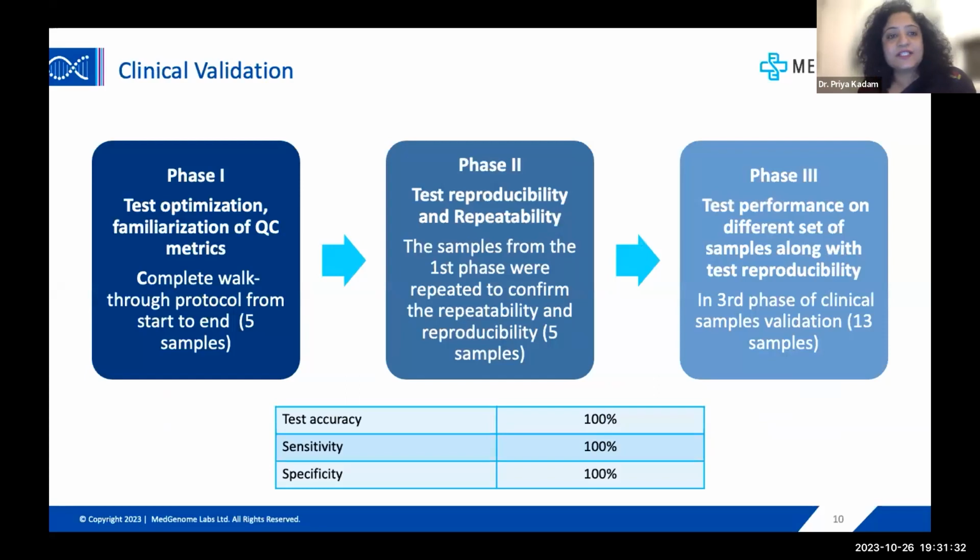So the clinical validation actually had 3 steps. So this is for any lab standardized test. We would go through several phases of validation. So first is, of course, to optimize the test, to familiarize with the QCs, and then to make sure that it is reproducible and repeatable. And third thing is the clinical evaluation. For this, I'd like to thank Dr. Mandakini Pradhan, because she provided the samples and also useful discussions when we were developing this test. And we identified 100% specificity and sensitivity for the ultimate protocol, which we have decided to use.